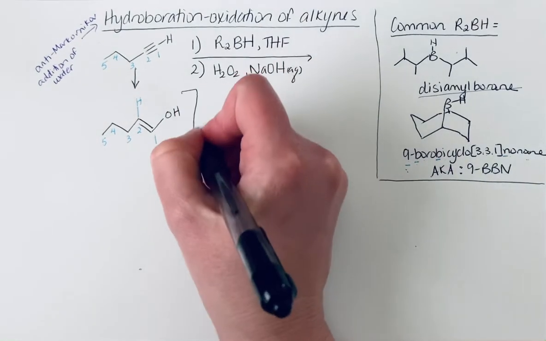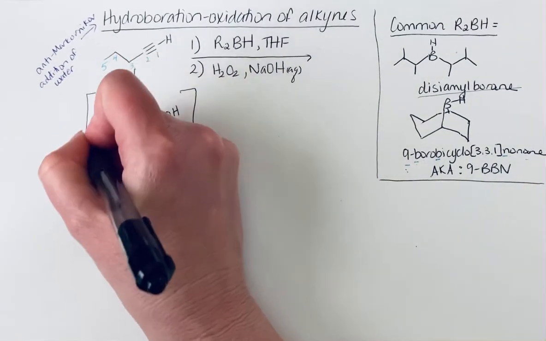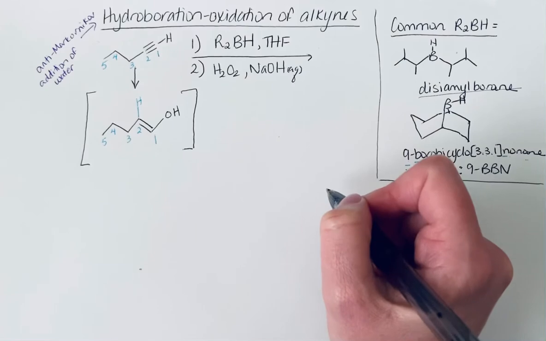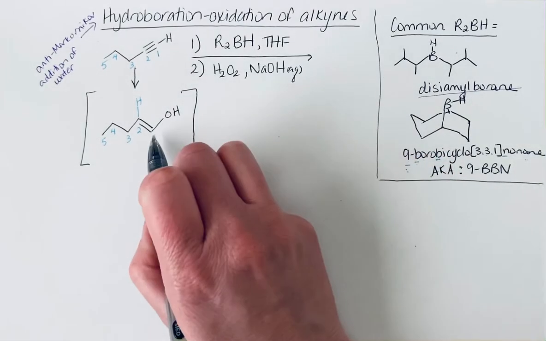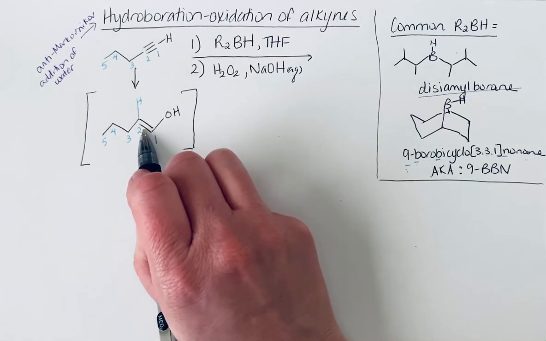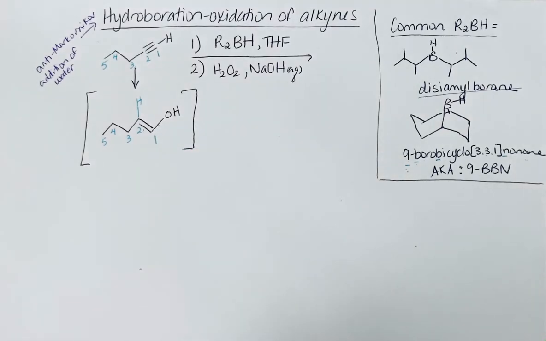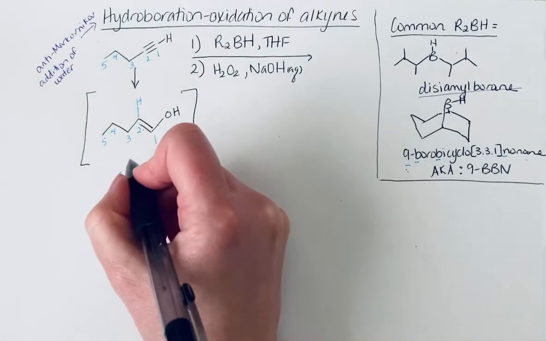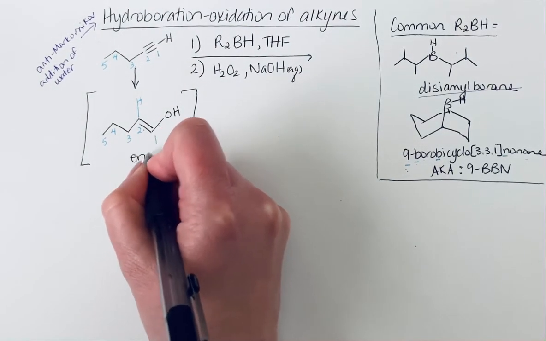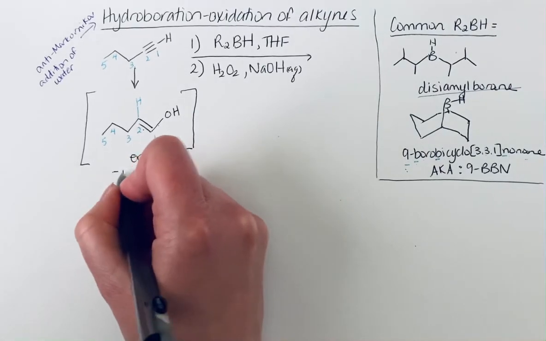So this product that we've just shown is an intermediate in this reaction. It is a molecule where you have an alkene and an alcohol on the same carbon. So this is known as an enol. So this is an intermediate.